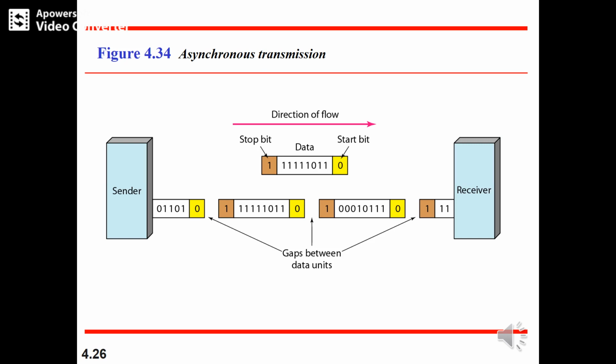So in the case of asynchronous transmission, the start bit is appended as 0 and the stop bit is appended as 1, so that we can differentiate the data. For example, in this data, if I consider the starting bit as 1 and the stop bit as 0, then I can get the actual idea about which zeros and ones belong to which particular data.